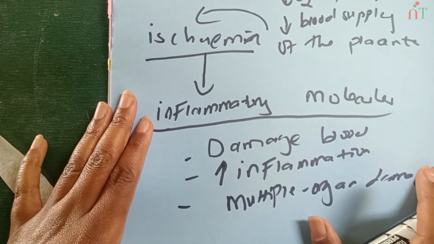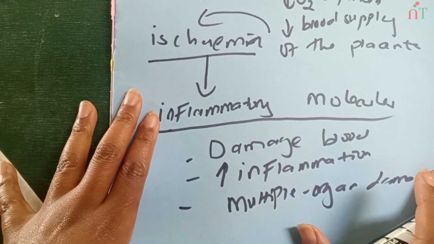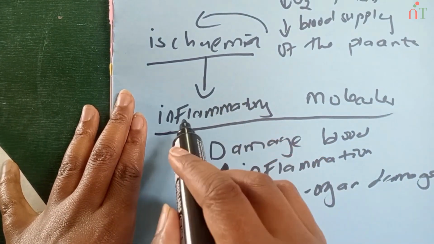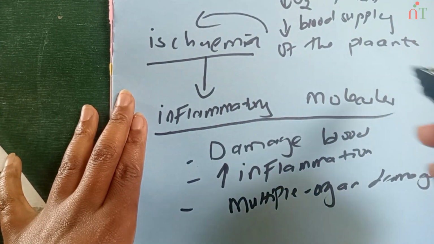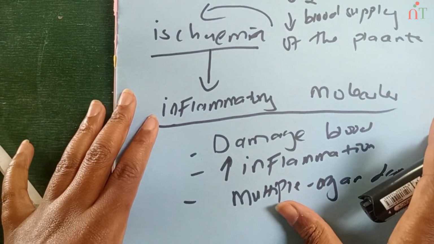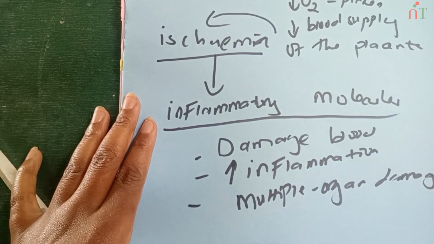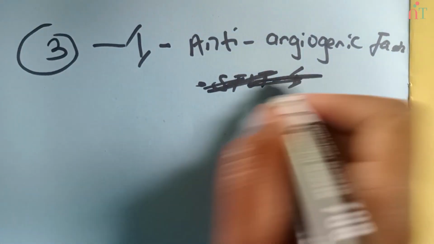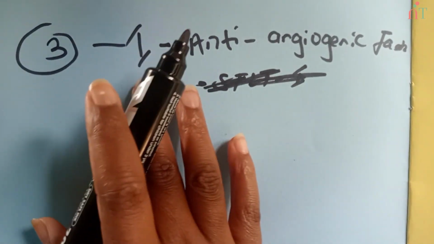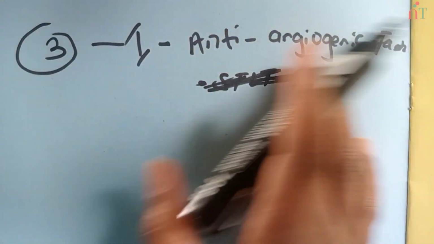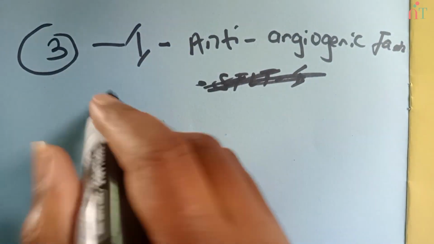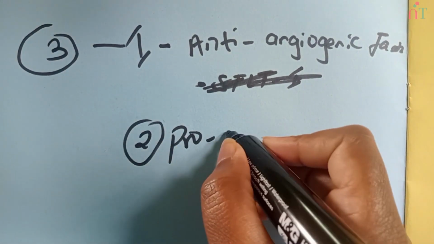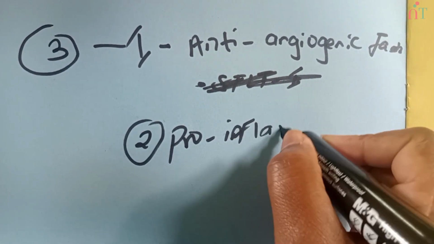Tell me, guys, have you understood the pathophysiology? Like, how does this occur? So let us talk about these inflammatory molecules, because you may be wondering, how does this even occur? I'm going to characterize them into three. Category one is the anti-angiogenic factors, and category two, they are called the pro-inflammatory factors.